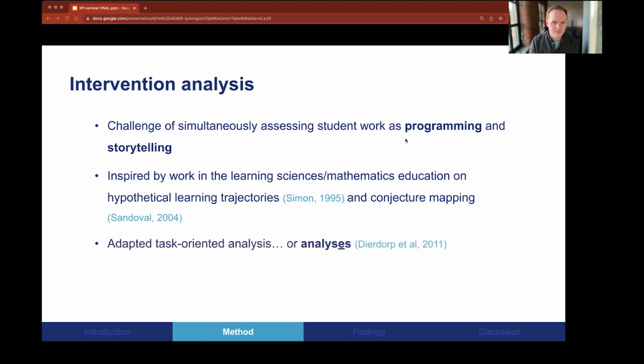And one example of a conjecture-based analysis that stood out to us was this idea of a task-oriented analysis by Adrie Deerdorp and colleagues in the Netherlands. It's quite fine-grained in terms of looking at how students complete an activity, and that appealed to us. But again, we're looking at programming and storytelling, so we wanted to adapt it so that it would be an analysis that looked at two things simultaneously. And so that's what we did.